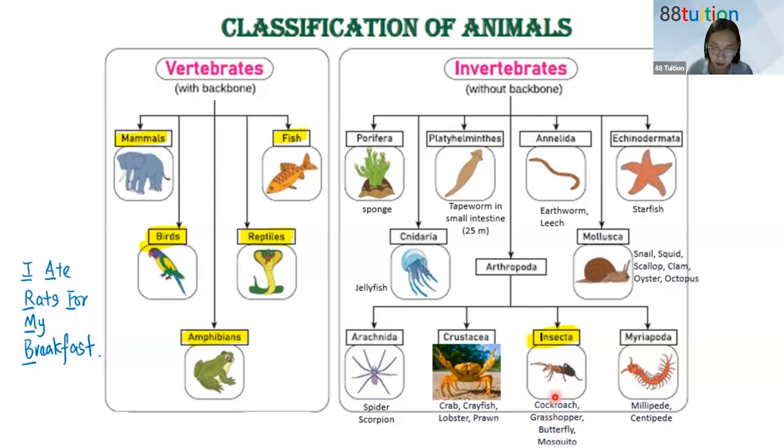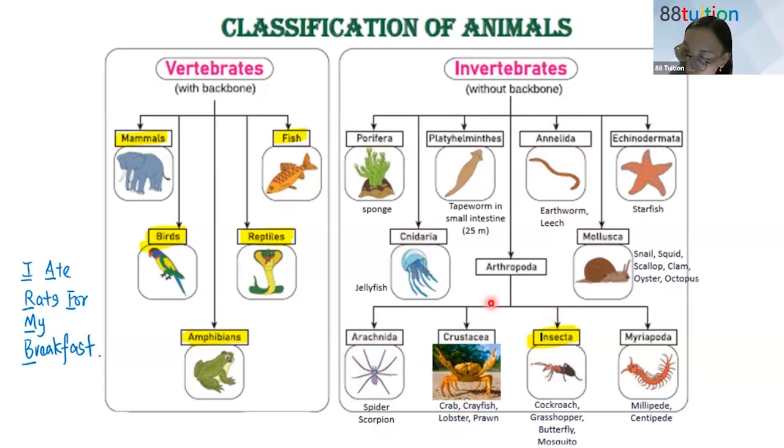Just now we talked about lobster, crayfish. They belong to Crustacea, another animal group which you do not need to know in PSLE. Spider, scorpion belong to Arachnida. Earthworm, leech belong to Annelida. So basically there are so many different animal groups. What you learn in PSLE is only some animal groups. The ones in yellow are in the PSLE syllabus.